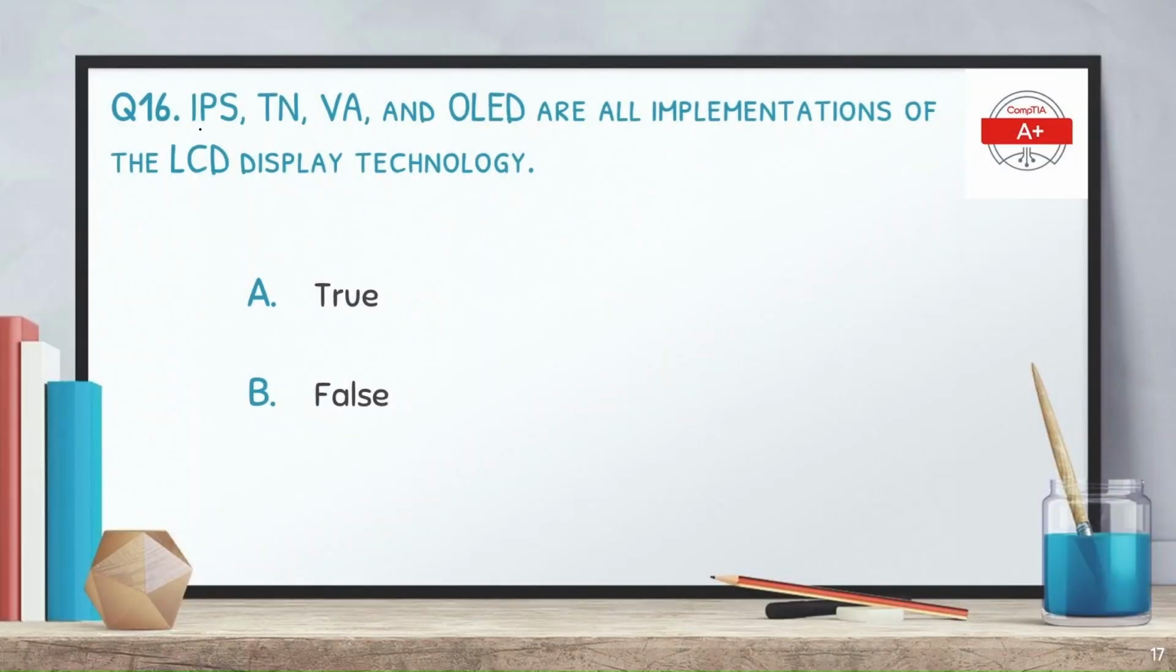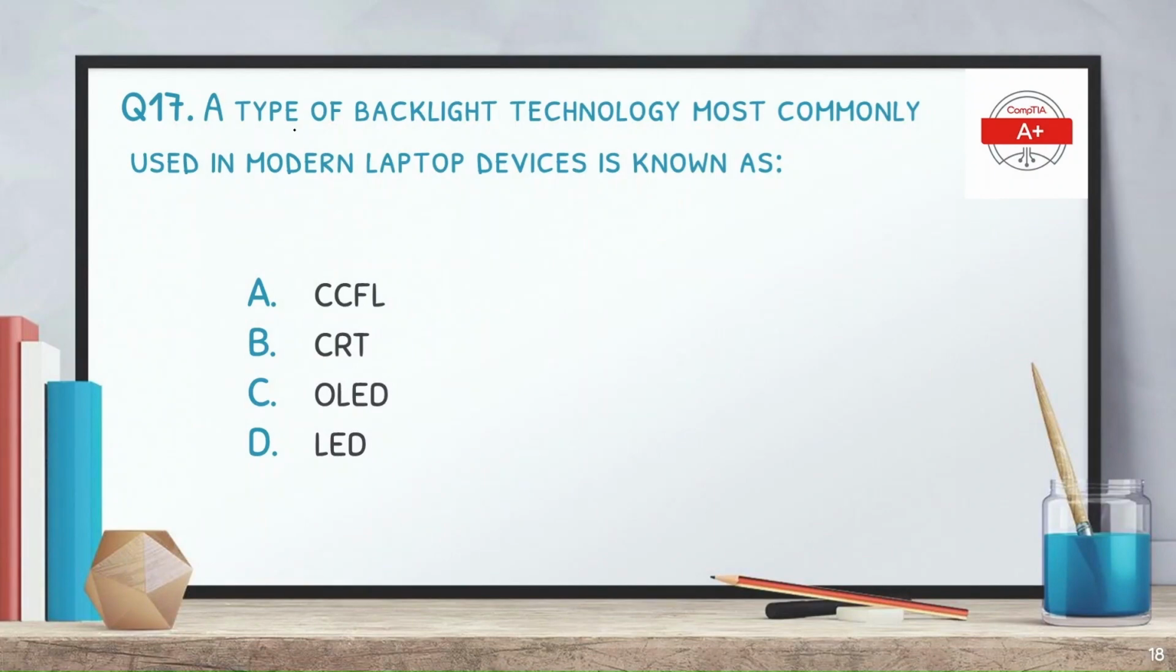Question number 16: IPS, TN, VA, and OLED are all implementations of the LCD display technology. The options are whether this statement is true or false, and the correct option is false. So these are not all implementations of the LCD display technology. Question number 17: a type of backlit technology most commonly used in modern laptop devices is known as, and the options are A, CCFL, B, CRT, C, OLED, and D, LED.